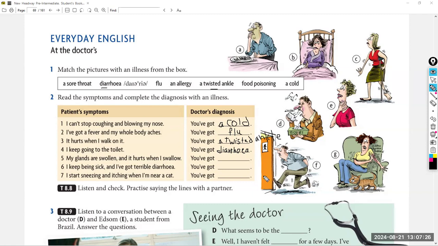Okay, now symptom number 5. My glands are swollen and it hurts when I swallow. You've got a sore throat. So you've got a sore throat. This is sore and this is throat. Okay, now the next symptom is, or diagnosis is, I keep being sick and I've got terrible diarrhea. You've got food poisoning. So you've got food poisoning.